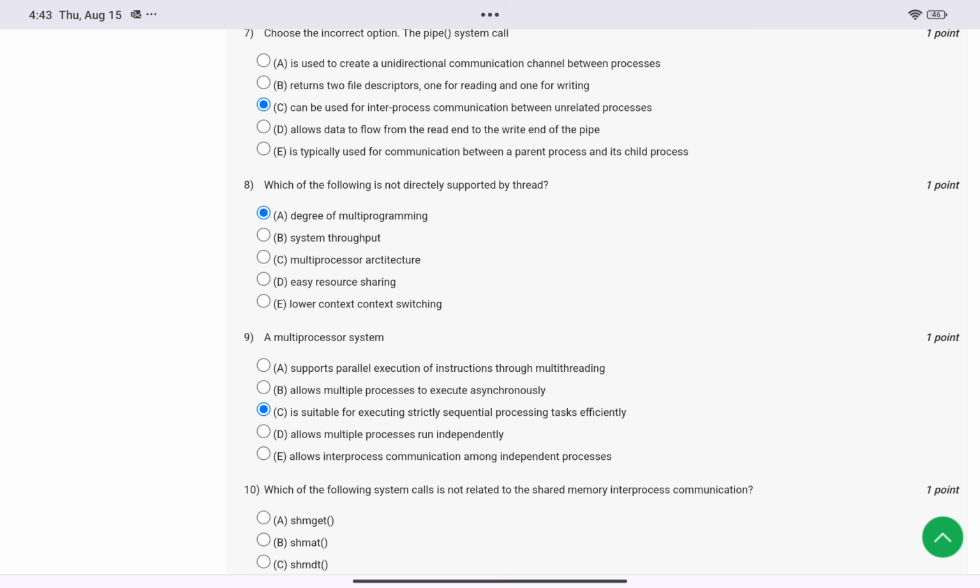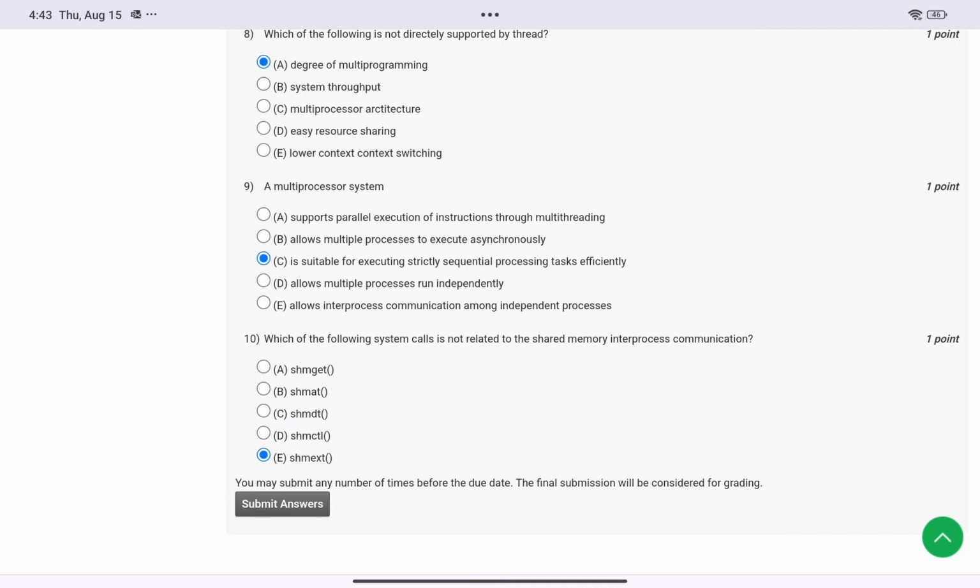Question number 8 is about the degree of multiprogramming. He is asking which of the following is not related to it. The degree of multiprogramming is related to the process, not the thread. A thread is lightweight. Now, in a multiprocessor system, answer C, that it is suitable for executing strictly sequential processing tasks efficiently, is not correct. And the last question, about communication: this last one is not correct. All of these are system calls.